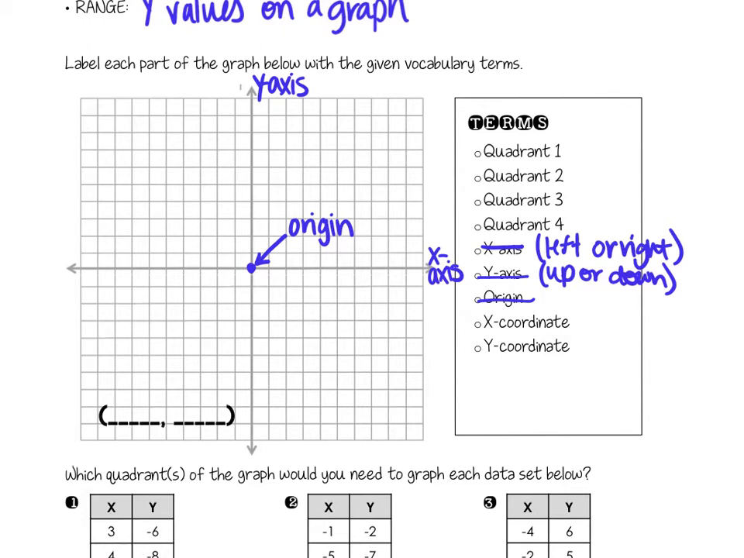Okay, now the quadrants can be a little bit tricky because they go counterclockwise. Here's how I like to think of it. Quadrant 1 is where all of the positive numbers are at. So which square is that? Right, here. Yep. So quad 1, we can do Q1.